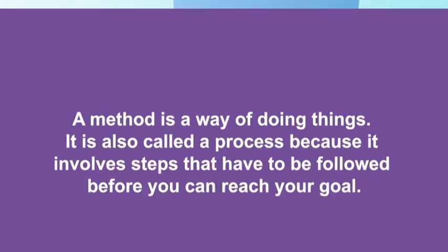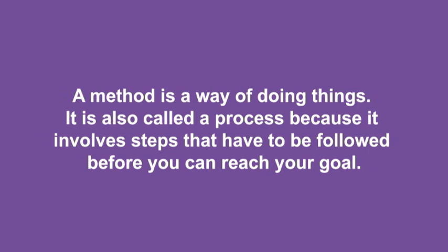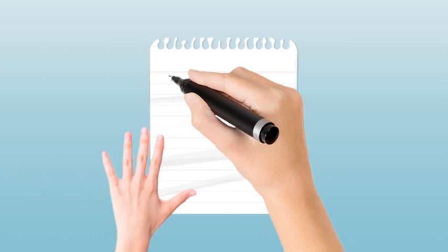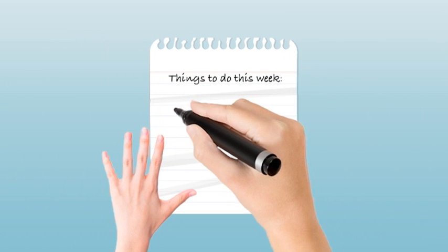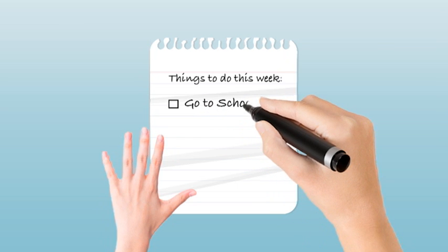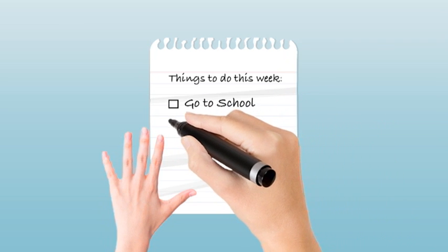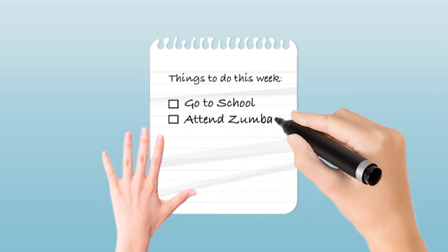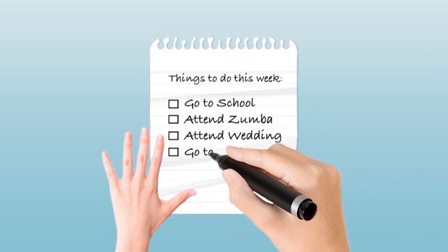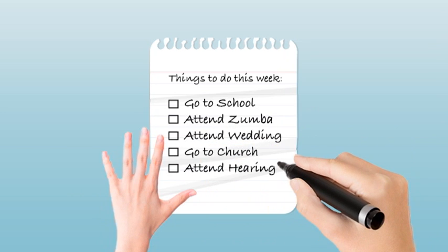Let's start by finding out if you use a method in your daily life. A method is a way of doing things. It is also called a process because it involves steps that have to be followed before you can reach your goal. Get a pen and a sheet of paper and write down what you did this week to prepare for your learning session. List them down in the order of what you first did, from the moment you woke up to just before you joined this class.